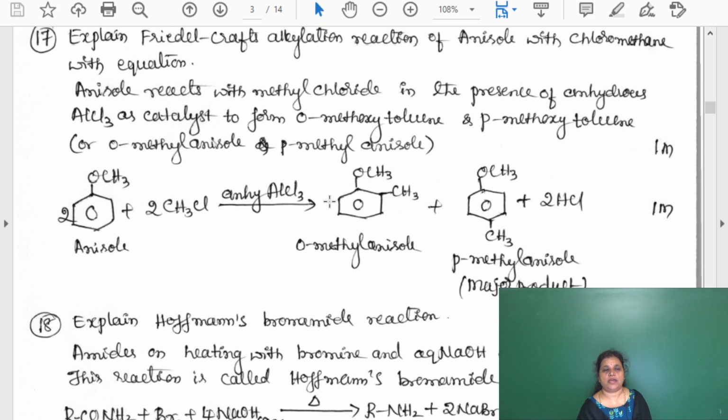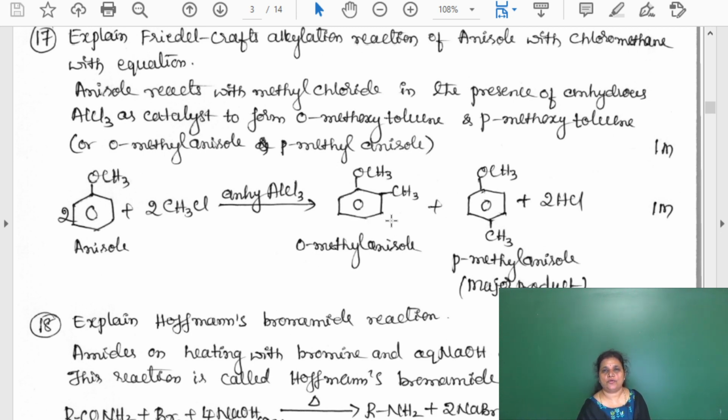Due to steric hindrance, the ortho product is the minor product. So, the name of the compound here is ortho-methyl anisole or para-methyl anisole. Even you can write it as ortho-methoxytoluene, para-methoxytoluene.